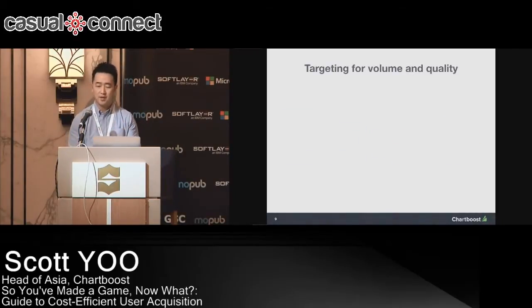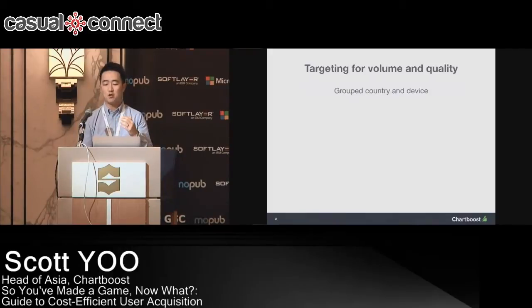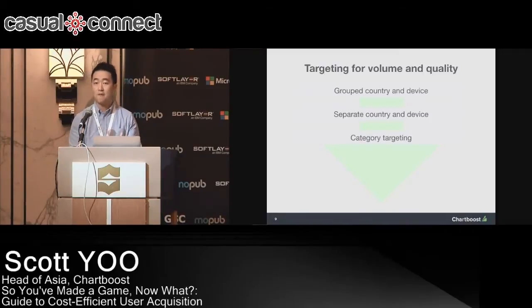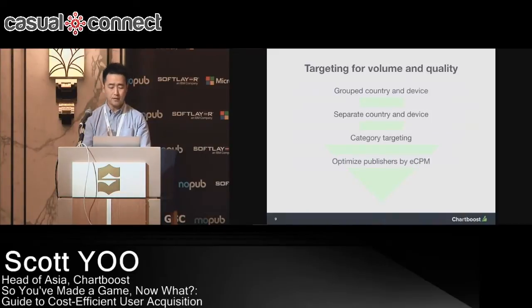Targeting is becoming a really big thing in balancing between volume and quality. Any user acquisition channel will tell you, hey, you could target by country, by device. You could separate out between devices and countries and target Europe only and iPad devices only. And that's now changing, where a lot of user acquisition channels are offering category targeting. Are you releasing a casual game? Then you should target casual users. Are you releasing a role-playing game? Then you should target role-playing game players.